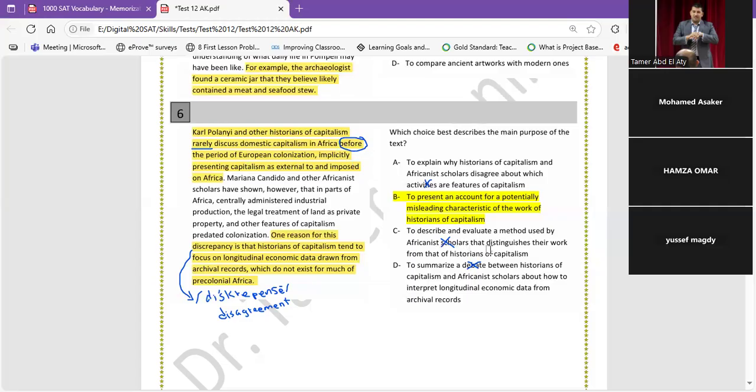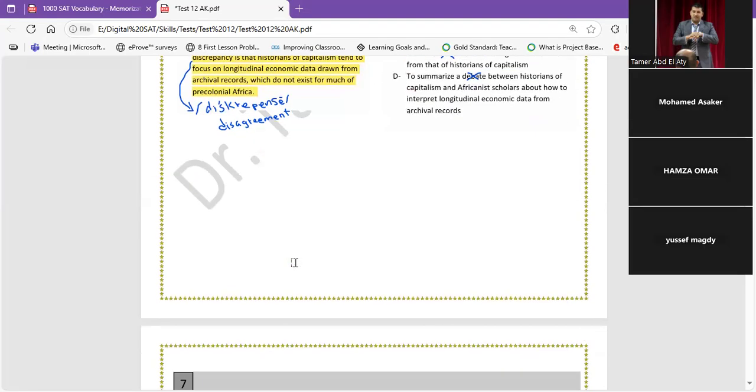To describe and evaluate a method used by African scholars that distinguishes their work from that of historians of capitalism. We never talk about Africanist work. We're talking about capitalism regarding the historians. To summarize a debate between historians of capitalism and Africanist scholars about how to interpret longitudinal economic data from archival records. No, he never said that. He said that the historians depend on longitudinal economic data.